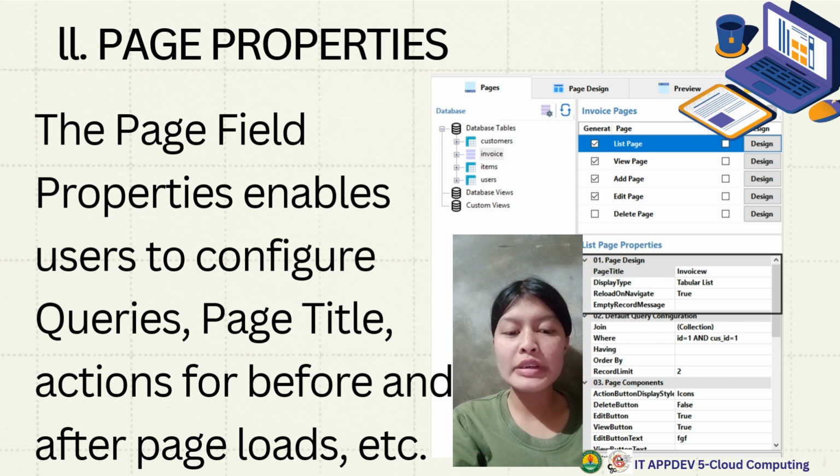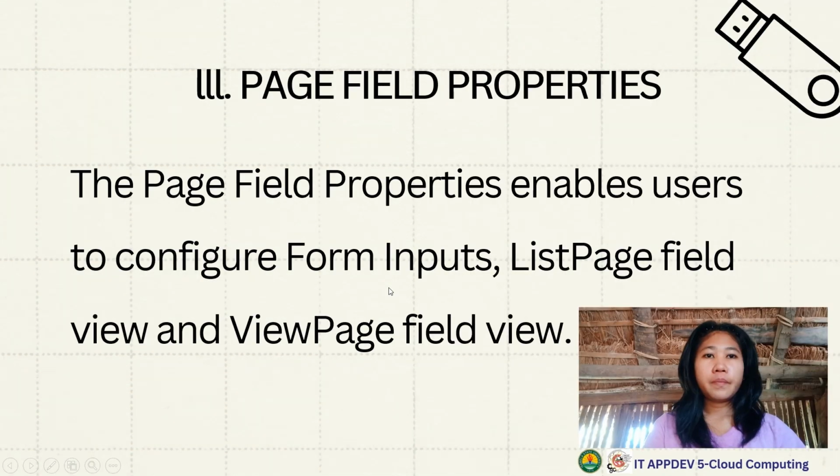Number 2, page properties. The page field properties enable users to configure queries, page title, actions for before and after page loads, etc. Page field properties. The page field properties enable users to configure form inputs, list page field view, and view page field view.